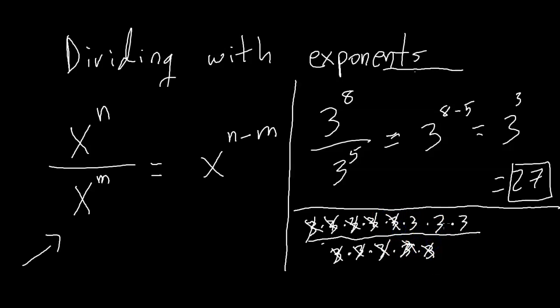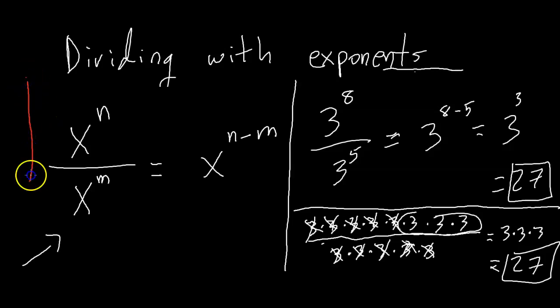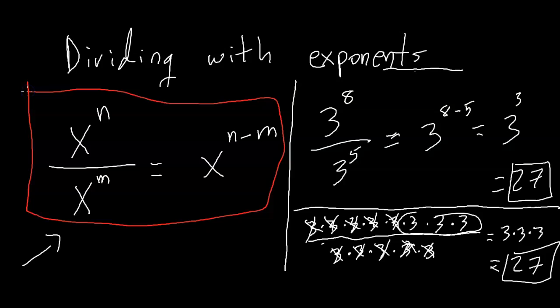And what's left? What's left are 3 factors of 3 in the numerator. So this is equal to 3 times 3 times 3. And what is 3 times 3 times 3? It is indeed 27, just like our formula predicts. So we can be 100% confident that this here is true 100% of the time.